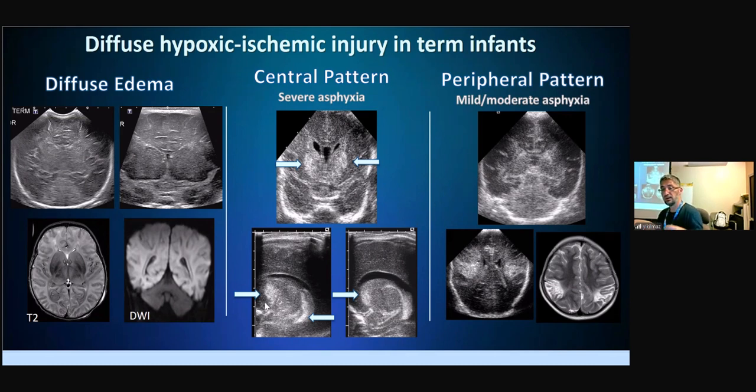So when you see basal ganglia and thalami involvement, especially in the term infant, you should consider central hypoxic ischemic injury, and this is usually a poor prognosis because there is severe asphyxia. That's how the ultrasound helps. Usually ultrasound in HIE is helpful to exclude other pathologies.